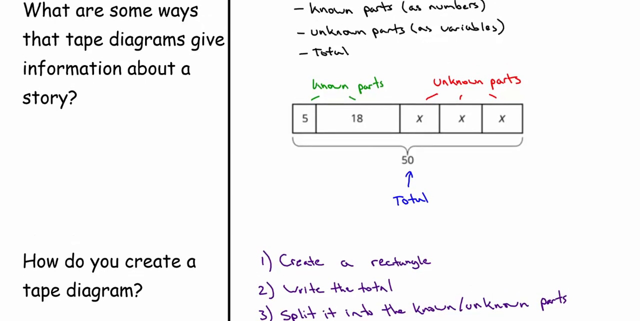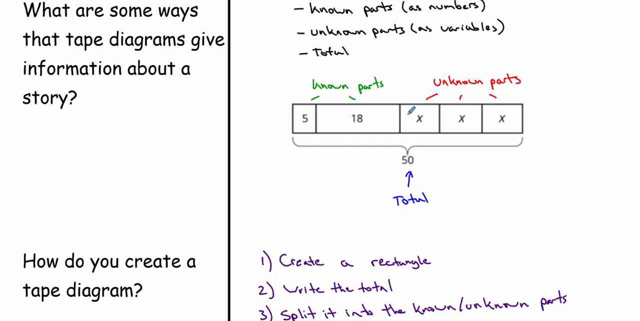So let's look at some strategies on how to create a tape diagram. First, create the rectangle. You could just leave it blank, just create a blank rectangle. And then find the total. What's the total amount we're talking about after maybe some things are added or subtracted or combined in here? What's the total amount after everything happens in the tape diagram? So we want to write the total.